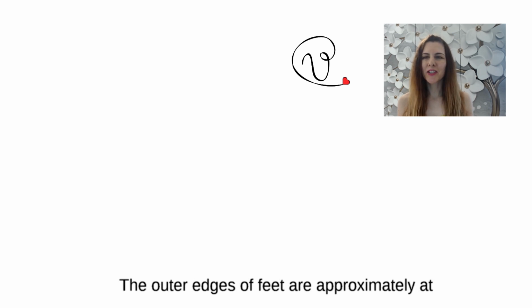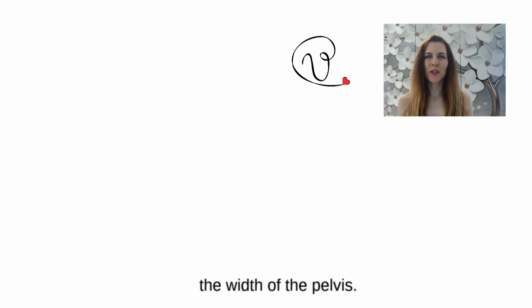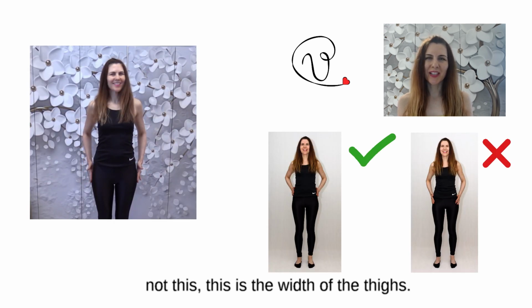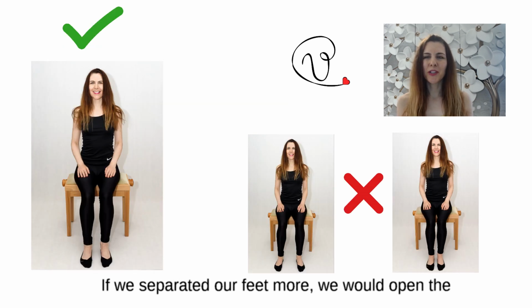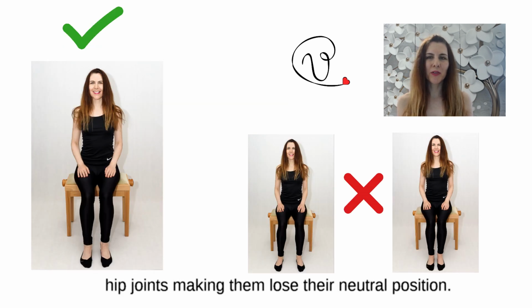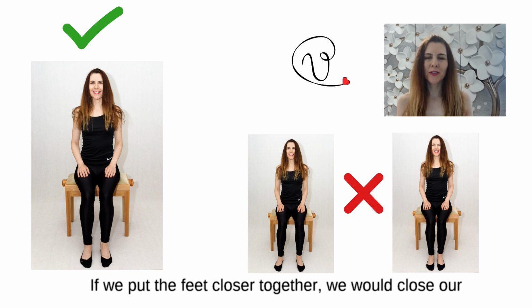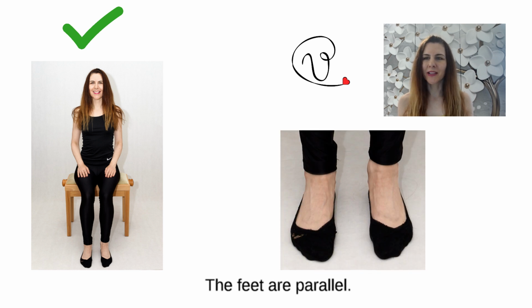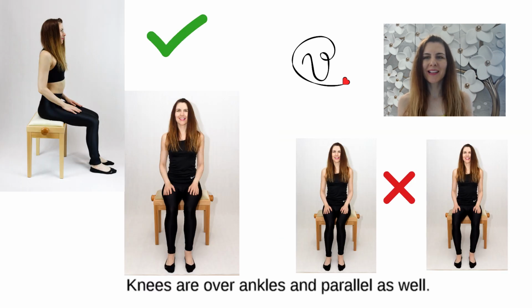The outer edges of feet are approximately at the width of the pelvis. This is the width of the pelvis, not this. This is the width of the thighs. If we separated our feet more, we would open the hip joints, making them lose their neutral position. If we put the feet closer together, we would close our hip joints, making them lose their neutral position as well. The feet are parallel. Knees are over ankles and parallel as well.